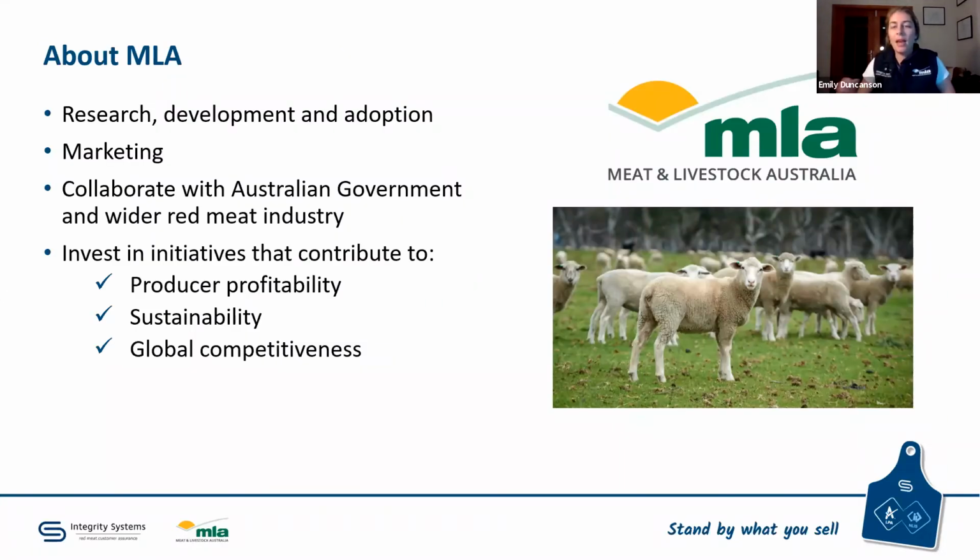About MLA: as I said, we're a subsidiary of Meat and Livestock Australia, which provides research, development and adoption to the red meat industry here in Australia. They also provide marketing. The core role of MLA is to collaborate with industry and government, and essentially our remit is to provide the three things you can see on your screen: invest in initiatives that contribute to producer profitability, sustainability and global competitiveness.